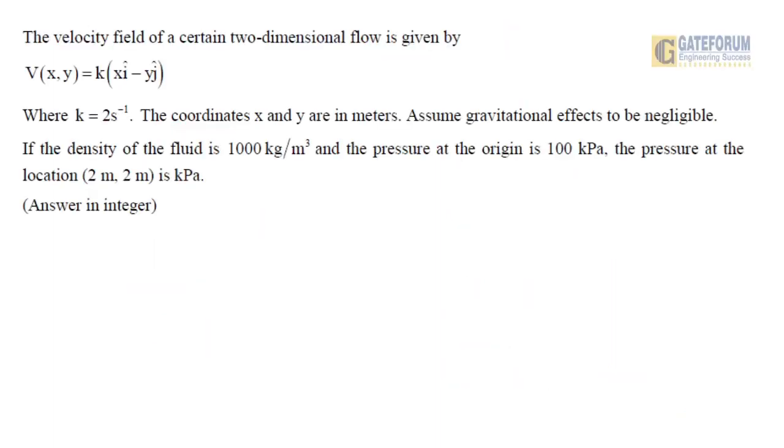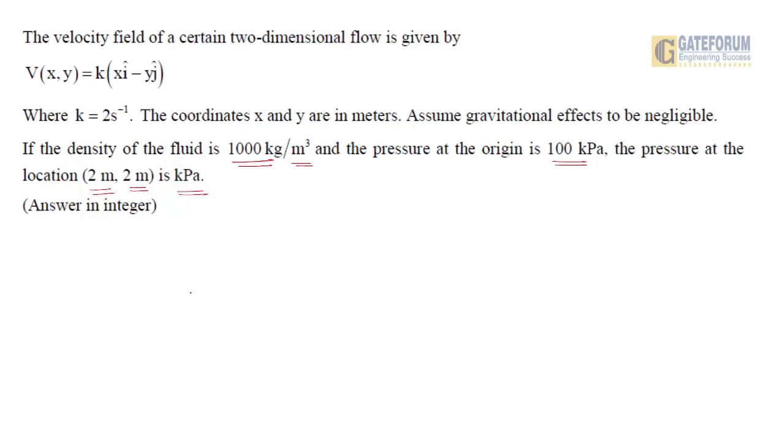The velocity field of a certain two-dimensional flow is given as V equal to k x i cap minus y j cap. k is 2 per second, a constant. x and y are in meters. Assume gravitational effect to be negligible. The density of the fluid is 1000 kg per meter cube and the pressure at the origin is 100 kilopascals. So the pressure at location 2 meters, comma 2 meters, in kilopascal is asked.